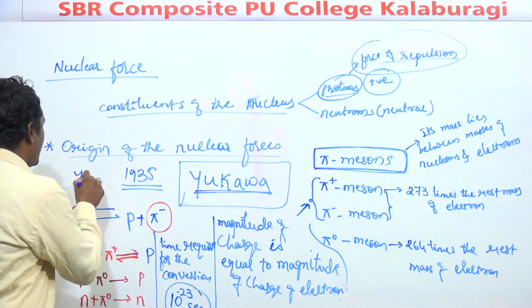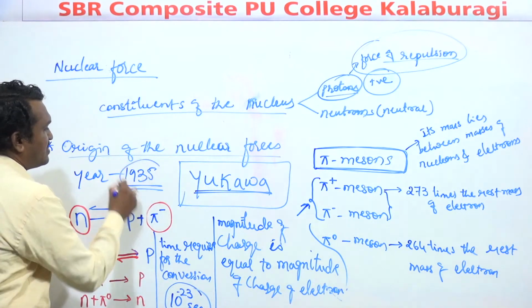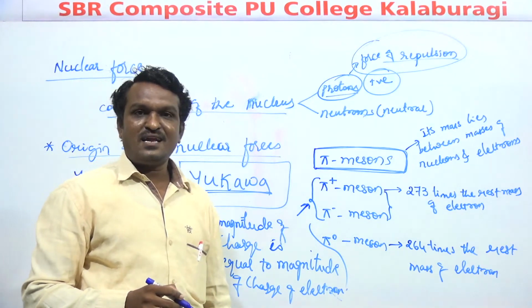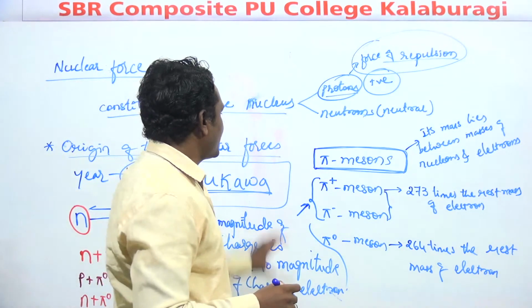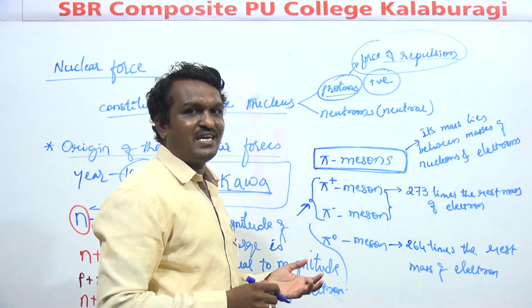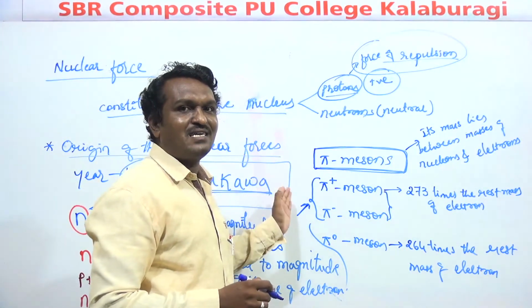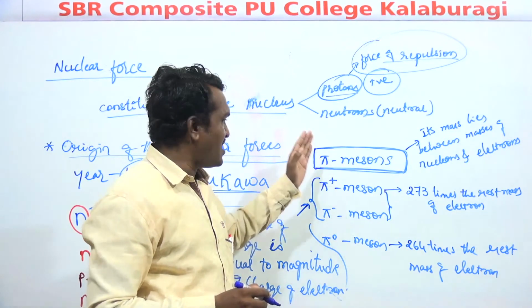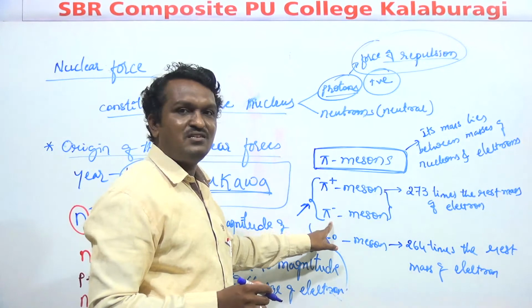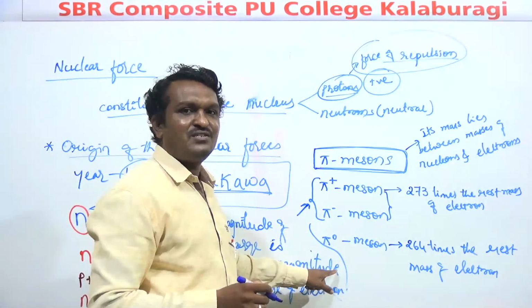in the year 1935. In the year 1935 he explained it, and later on it was experimentally proved, the existence of this matter called pi meson. In pi meson we have three types of mesons: pi plus, pi minus, and pi neutral.